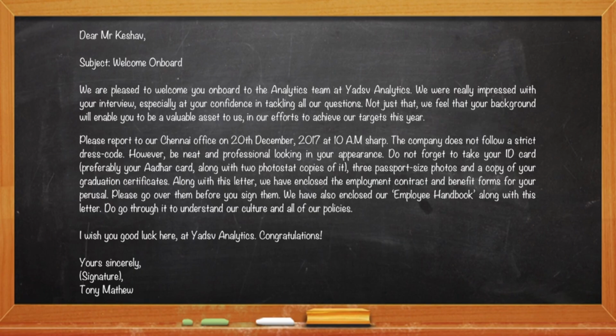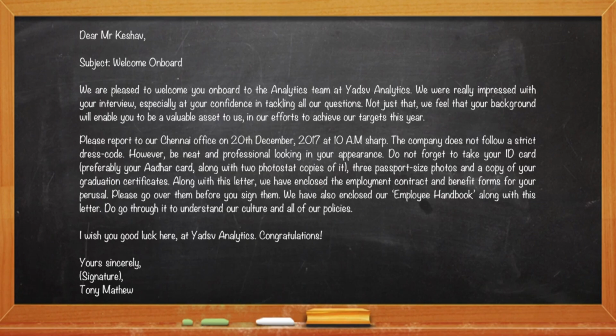So, please pay attention to this. Why are we taking you? We were impressed. And then what next? Please report. They come to the point immediately. The company does not follow a strict dress code, however, be neat and professional looking in your appearance. Do not forget to take your ID card, preferably your Aadhaar card along with 2 photostat copies of it, 3 passport size photos and a copy of your graduation certificates.